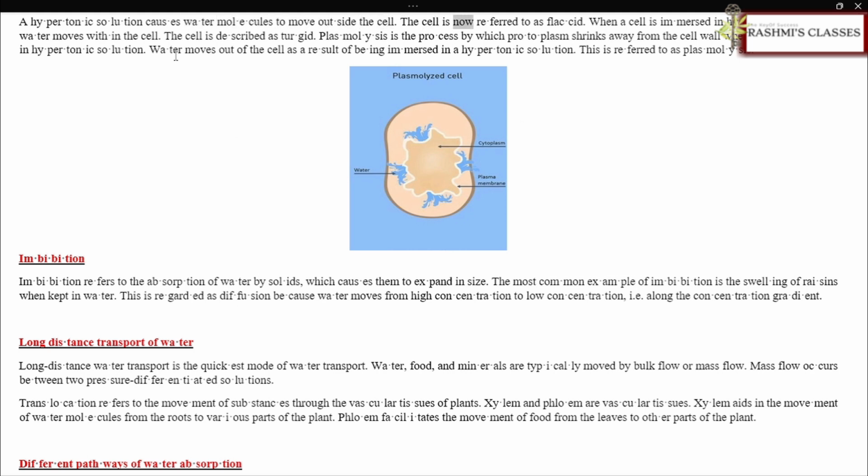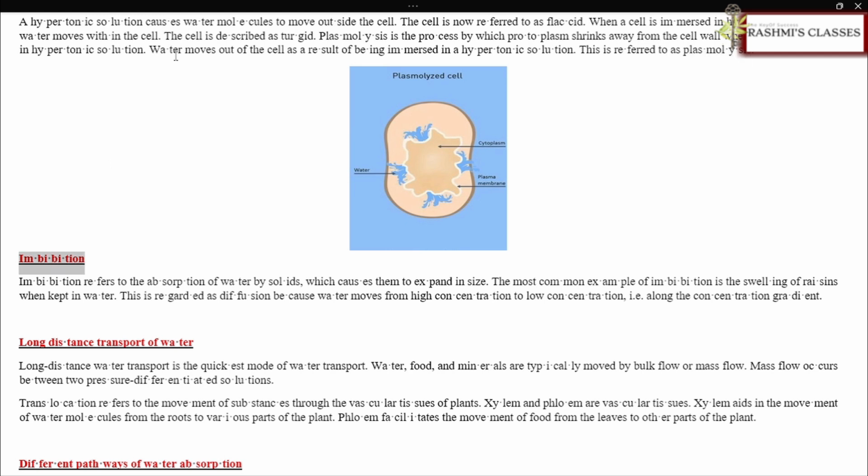The cell is now referred to as flaccid. When a cell is immersed in hypotonic solution, water moves within the cell. The cell is described as turgid. Plasmolysis is the process by which protoplasm shrinks away from the cell wall when a plant cell is kept in hypertonic solution. Water moves out of the cell as a result of being immersed in a hypertonic solution. This is referred to as plasmolysis.